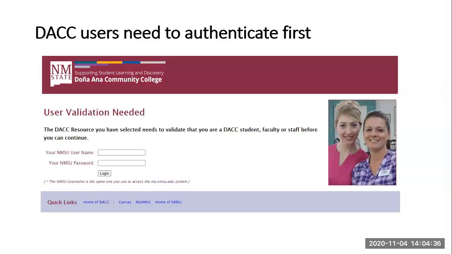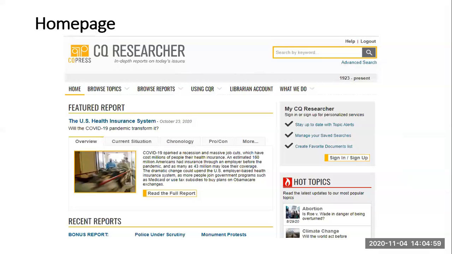This is the authentication page. This is where you need to enter your NMSU banner credentials. It's the same username and password to access almost everything else that you use within NMSU, right? NMSU email, banner, Canvas. It is the same username and password. When you do that successfully, you will be taken to CQ Researcher's homepage.